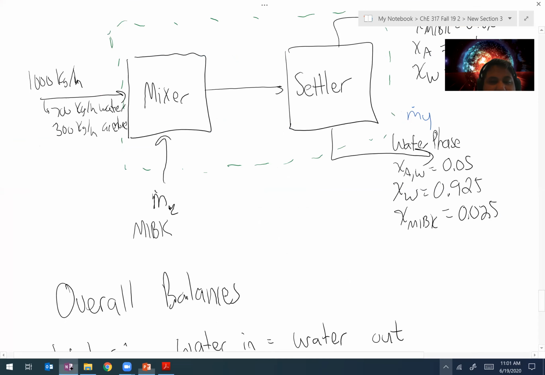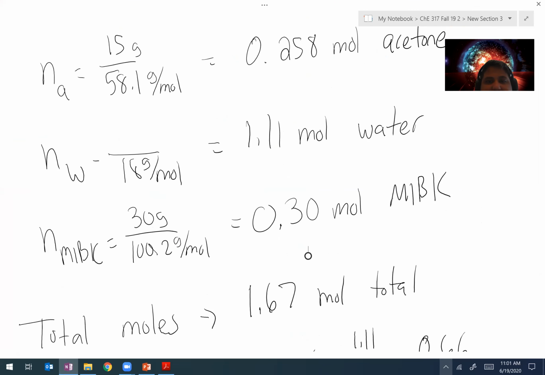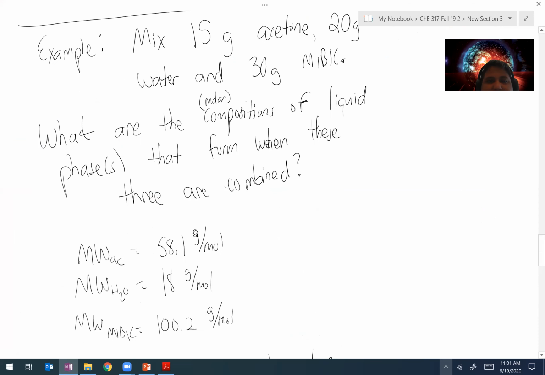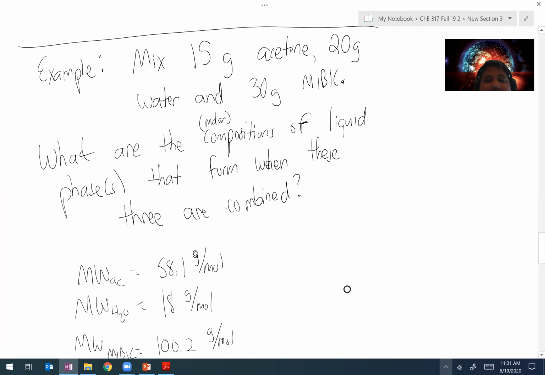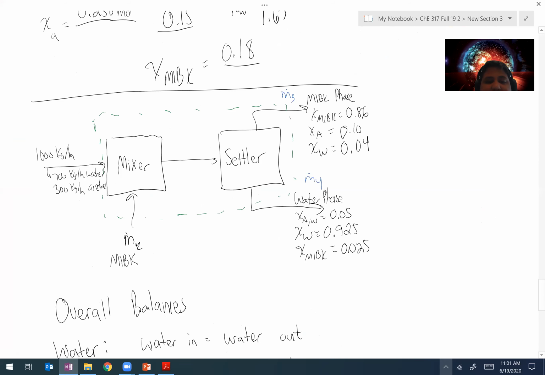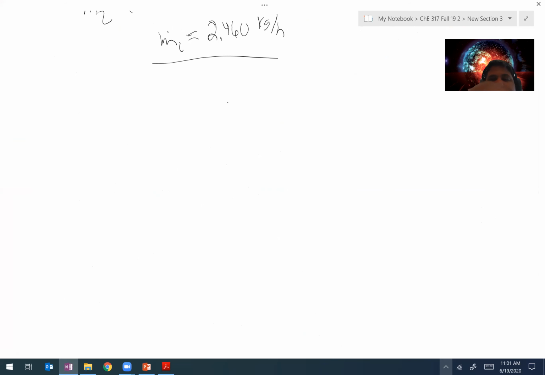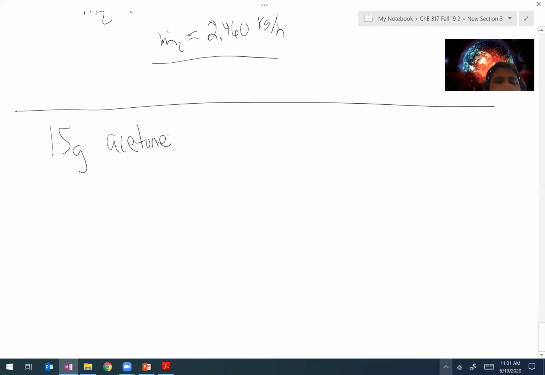I want to go back though, primarily because we did this example. This was assuming that the diagram was in molar compositions. It's actually in mass compositions. So I want to update that example now that I'm reading it properly.